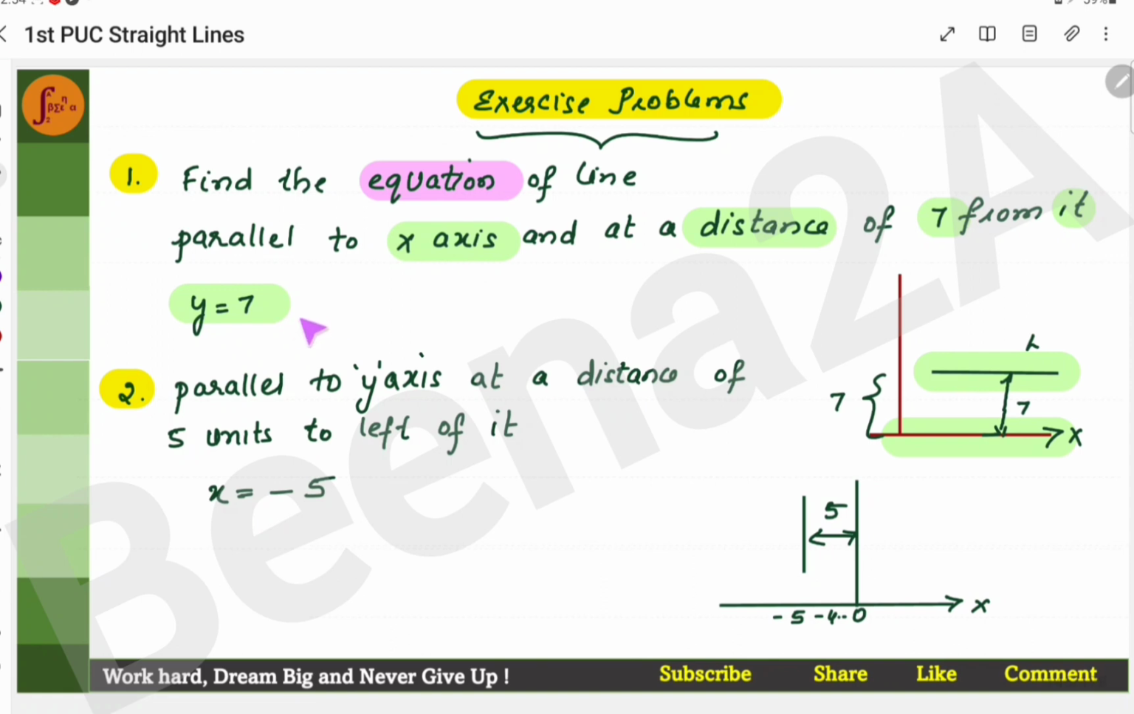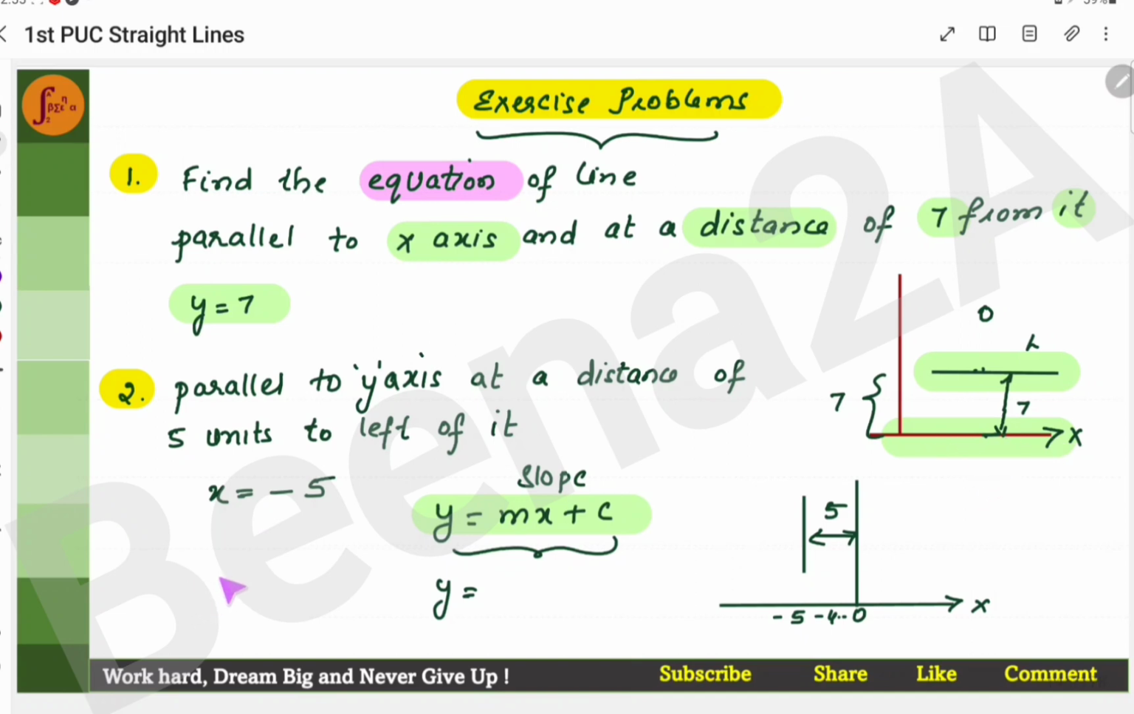Now you might be wondering why we should write y is equal to 7. What is the equation of a line in the slope form? The equation of a line in the slope form is nothing but y is equal to mx plus c, right? Now, what is the slope of this line? The slope of this line is 0. Why? It is parallel to the x-axis, and the slope of the x-axis is 0.